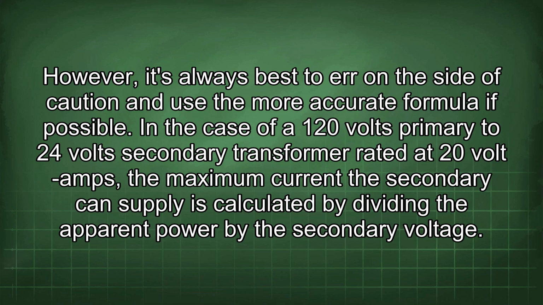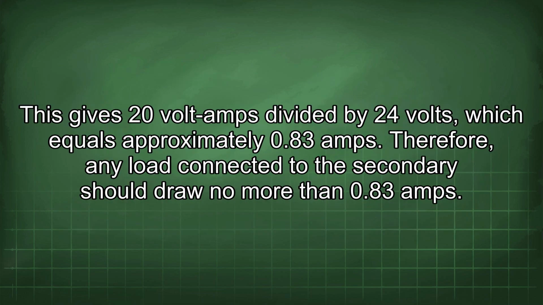In the case of a 120 volts primary to 24 volts secondary transformer rated at 20 volt-amps, the maximum current the secondary can supply is calculated by dividing the apparent power by the secondary voltage. This gives 20 volt-amps divided by 24 volts, which equals approximately 0.83 amps. Therefore, any load connected to the secondary should draw no more than 0.83 amps.